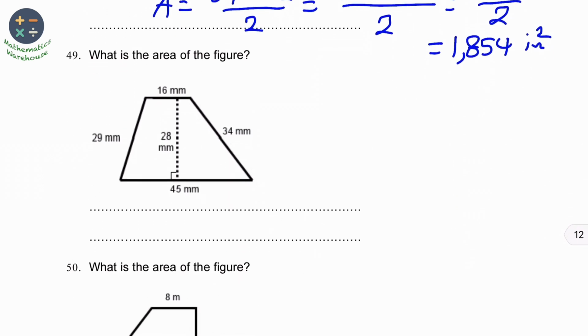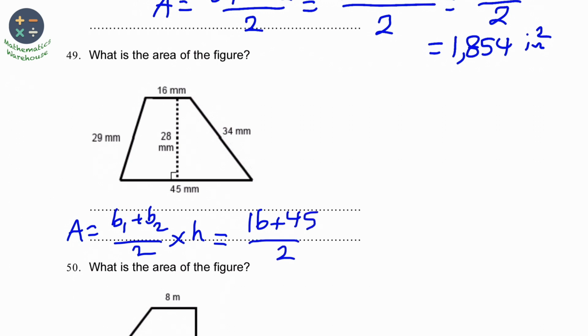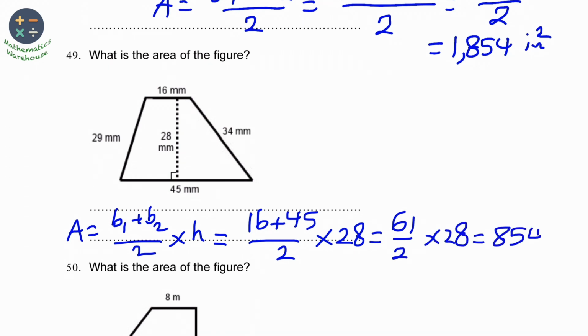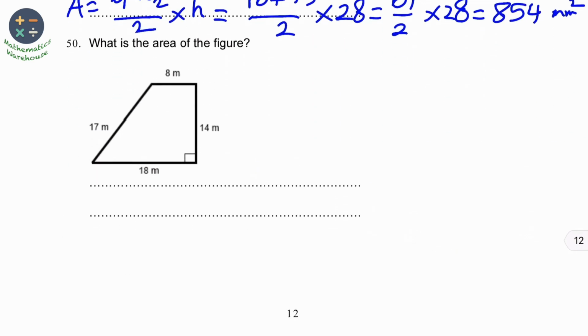Second question. What is the area of the figure? As we know, this figure is a trapezoid, and we just said the area of a trapezoid is the sum of two parallel bases divided by 2 multiplied by height. So it's 16 plus 45 divided by 2 multiplied by 28, which is 61 divided by 2 multiplied by 28 equals 854 square millimeters.